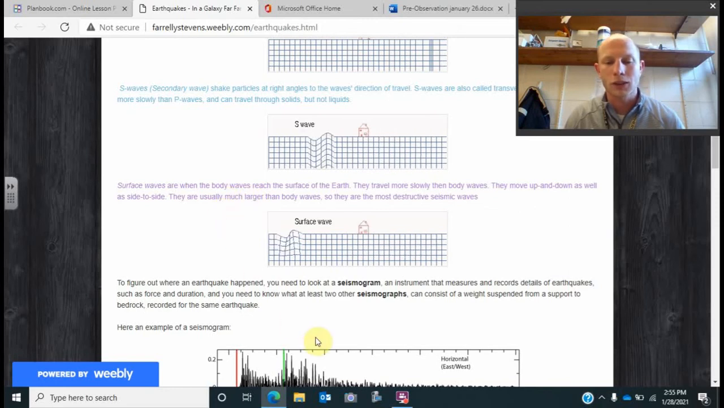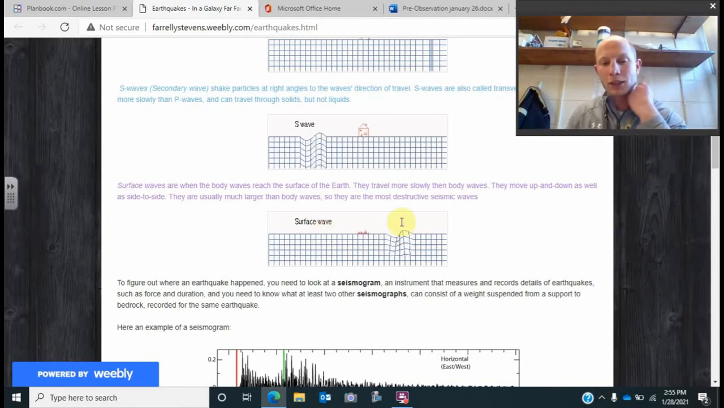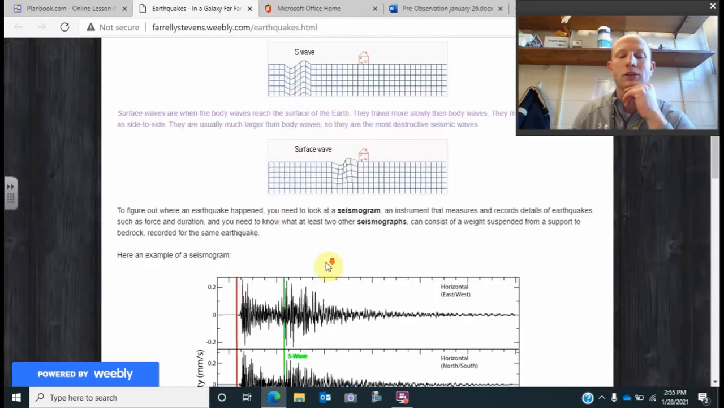You really can't see what I'm drawing here, but it's in a circle. Anytime that you're causing a particle to go forward, lift up, come back, and then come down, that's going to cause some massive destruction.